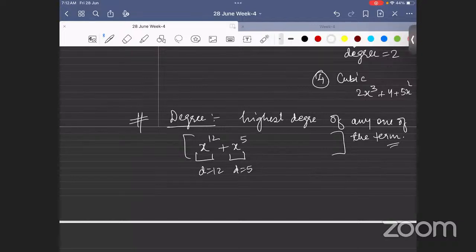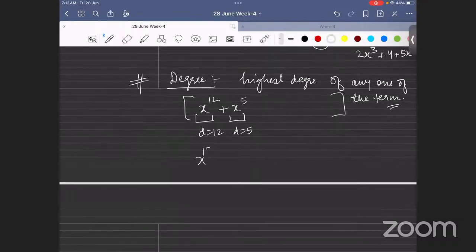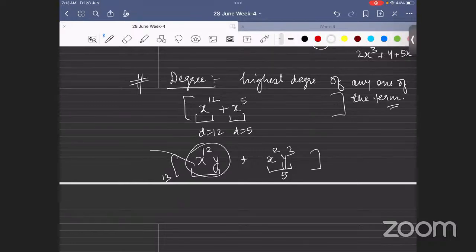For each term you can tell, and for each variable also. For example, you have x to the power 12 and y. For this term the degree is 13, right? And for the other term the degree is 5, but as a whole the degree is 13. For this term itself the degree of x will be 12, and for y it is 1, correct? But if you are asked the degree of the polynomial, the degree will be 13. 12 plus 1.